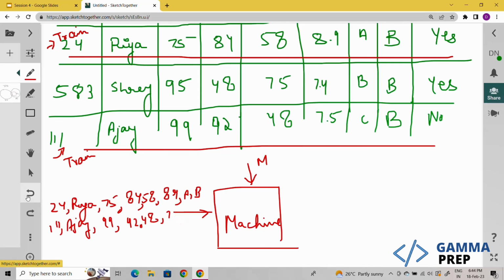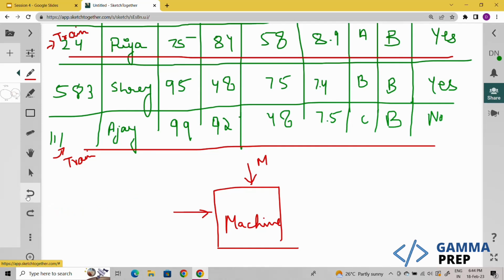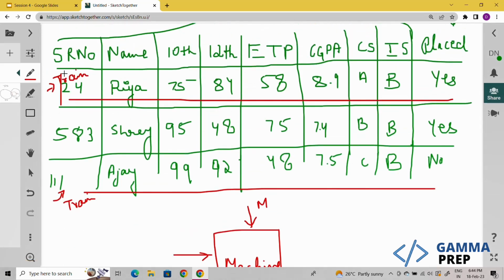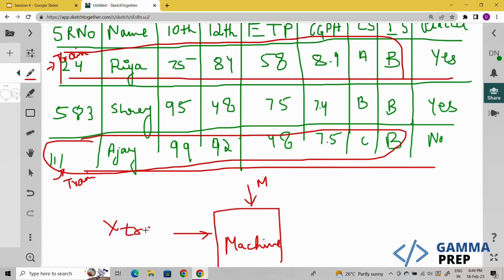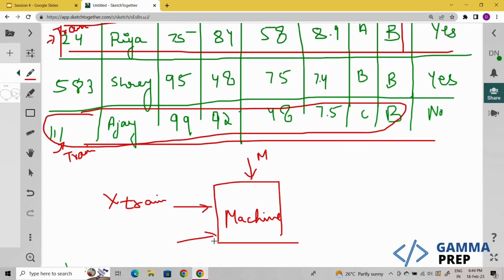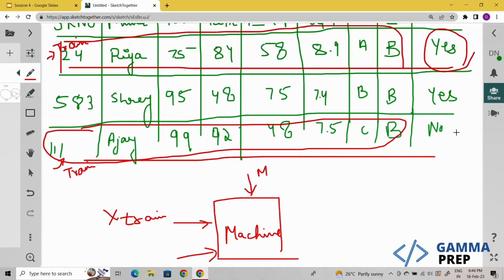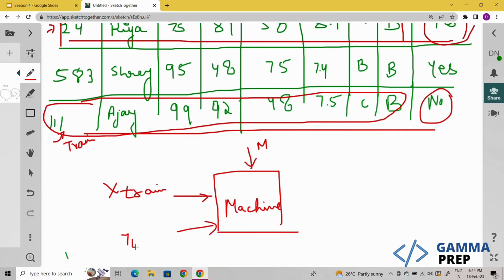This is the X train. We are not providing the Y train. So these two records are basically the X train, only the independent attributes. So this thing and this thing are basically your X train, right? So you provide the X train. Then you also provide this and this, yes and no, which is going to be your Y train. Now your model will be built. So you have the model.